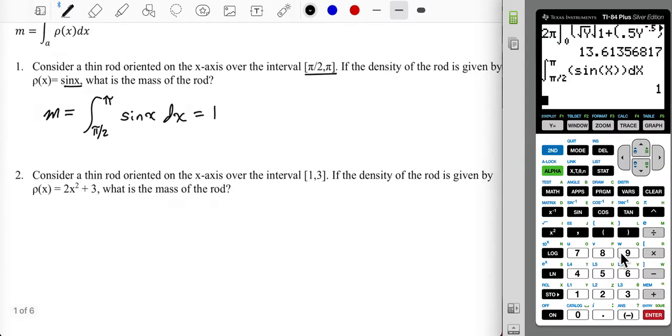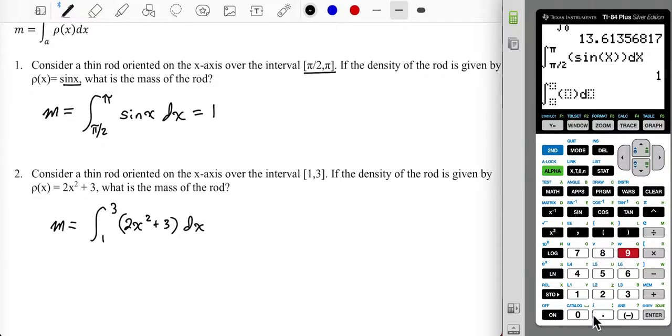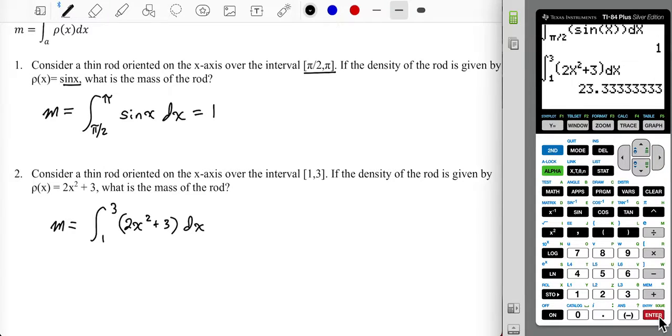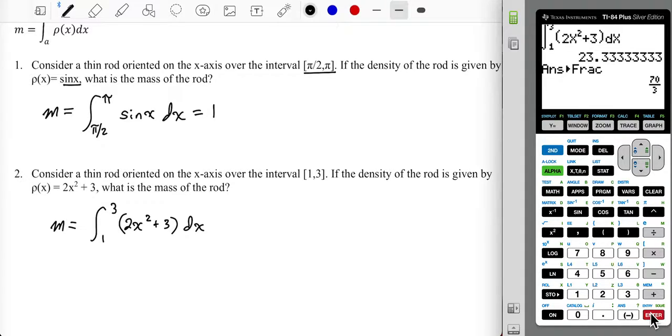All right. Consider a thin rod oriented on the x-axis over the interval of 1 to 3. If the density of the rod is given by this polynomial function, what's the mass of the rod? So, very simple. Over the interval of 1 to 3, we have 2x squared plus 3 dx. And again, right to the calculator, math 9. Use Desmos if you like. 2x squared plus 3 dx. And we get something that's fractionable. All right, so math enter. And we're looking at 70 over 3.